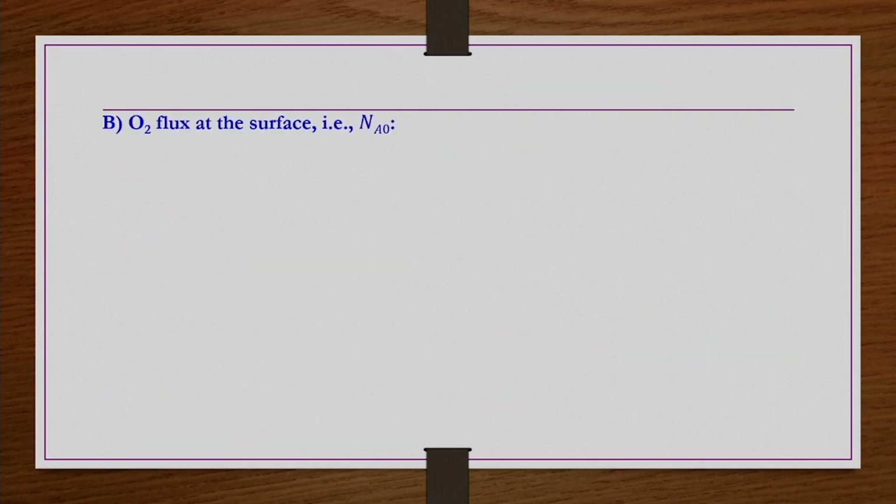So, now the second part, that is the O2 flux at the surface, that is Na naught. Actually, Na at r equal to capital R, we are calling Na naught, because it is at the surface. At the interfacial locations, whatever quantities are there, they are represented by the subscript O as well.